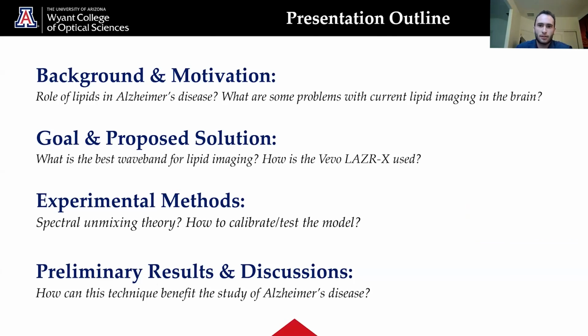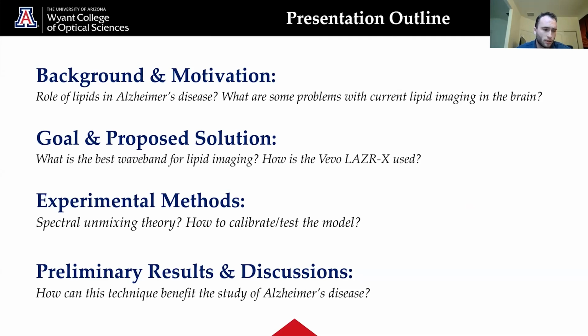So to get into this, for the quick presentation outline, we're going to start with background and motivation. Particularly, we're going to focus on lipid and water contrast in this presentation. So I'm going to talk about the role of lipids in Alzheimer's disease and what are some current challenges and current problems with imaging lipid in the brain.